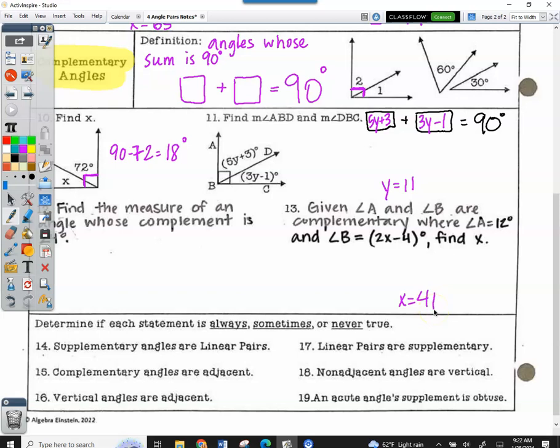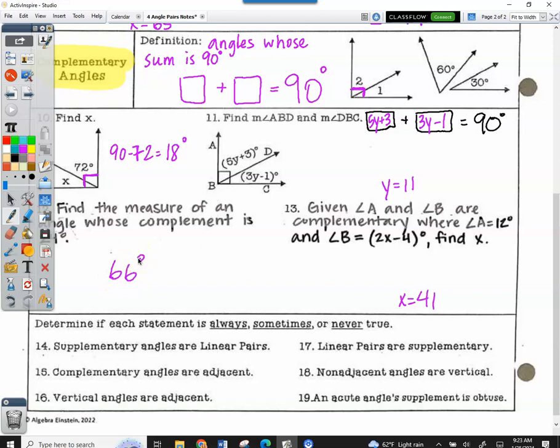We are not doing 14 through 19 at the bottom. I'm not a big fan of always, sometimes, never. We may talk it out tomorrow, but I don't want to do it right now. What did you get for the complementary angle to 24? 66?